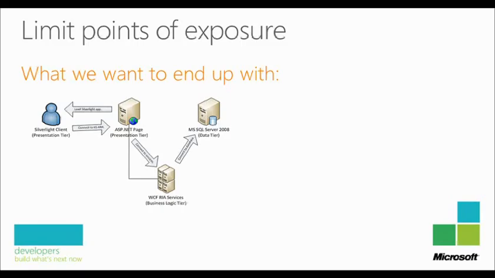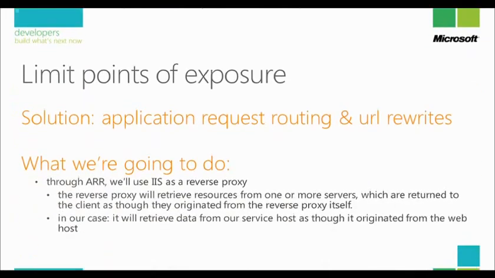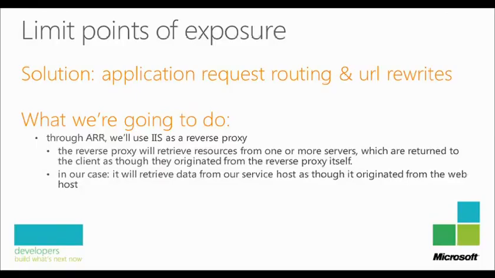So let's see how we can do this. We've actually only got a single point of exposure like this. The solution lies in IIS, actually. Application request routing and URL rewrites. Those are the two things we're going to use to get this done. The application request routing, that's something you can download and install. It's just a module for IIS. It's not in there by default, but you can download it just from Microsoft.com. And through ARR, we're going to make IIS act as a reverse proxy.